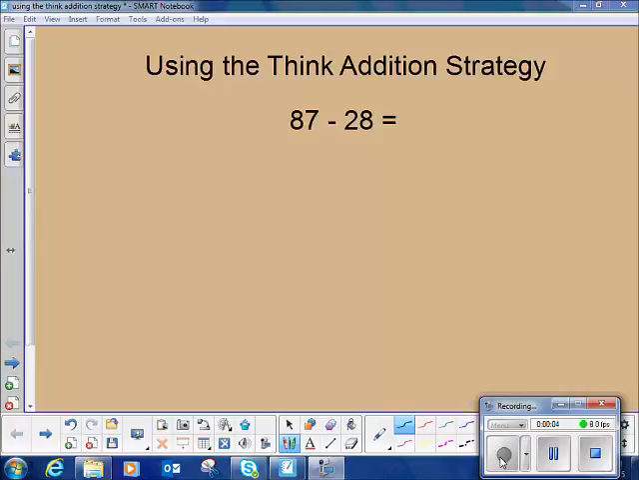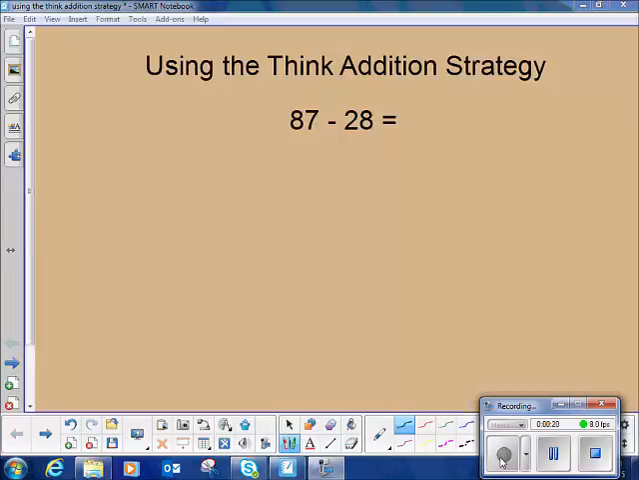We're going to look at using the think addition strategy as a subtraction strategy. This strategy is introduced in first grade. Now we're going to look at applying this strategy to larger numbers. We have 87 minus 28.